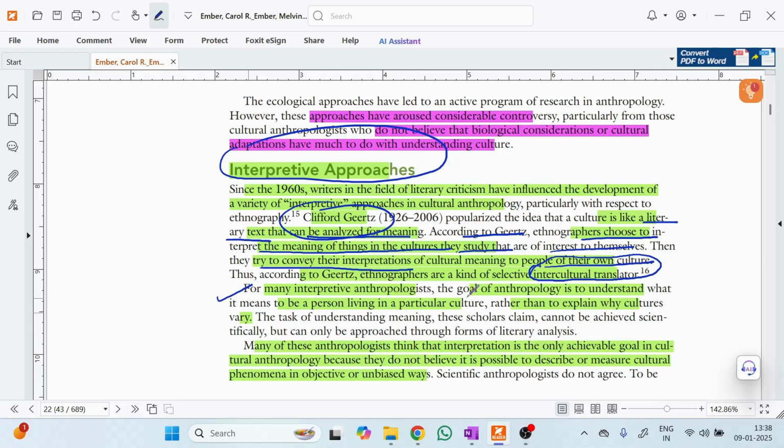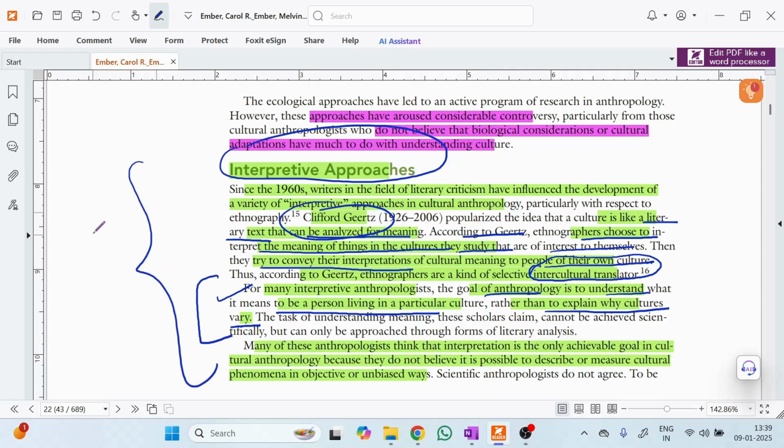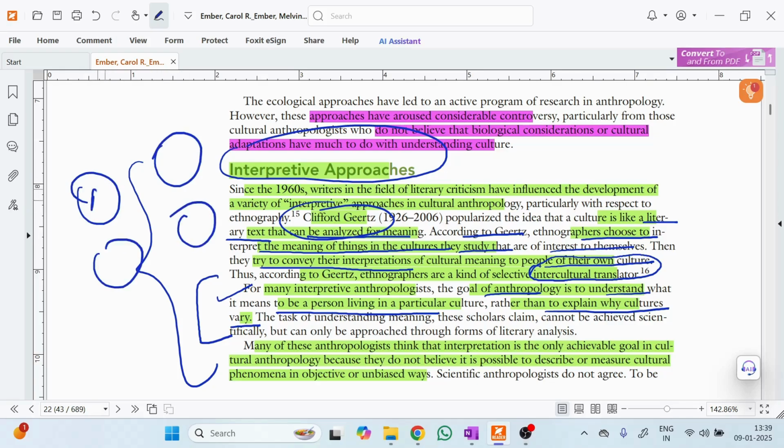The goal of anthropology should be to understand what it means to be a person living in a particular culture rather than to explain why cultures vary. So, all in all, the interpretive approaches exist to interpret various cultural elements of a particular culture rather than account for intercultural variation. Their idea is that if there are multiple cultures such as A, B, C, and D, this interpretive approach is to choose any one.